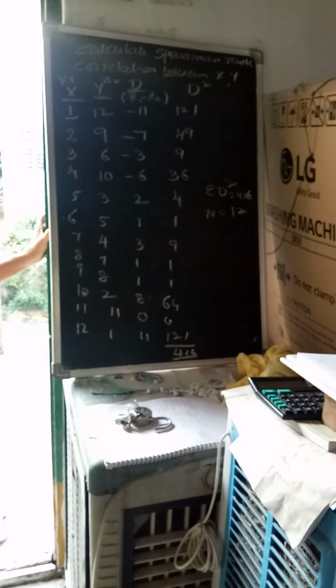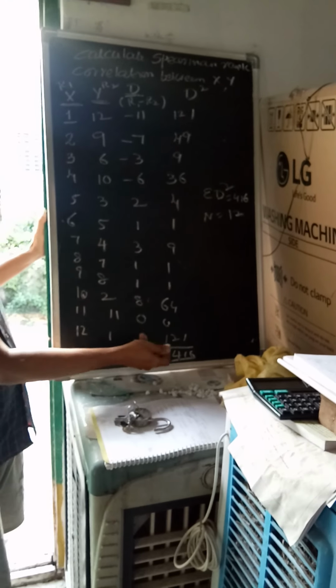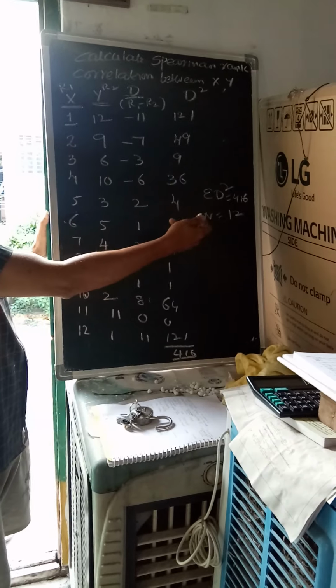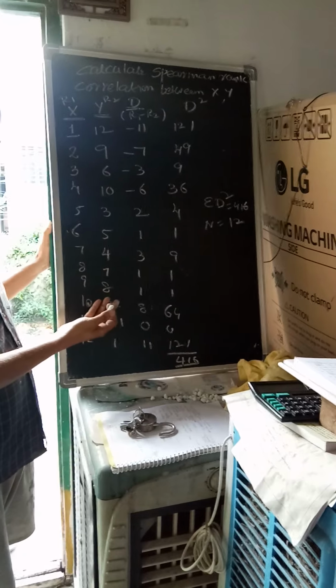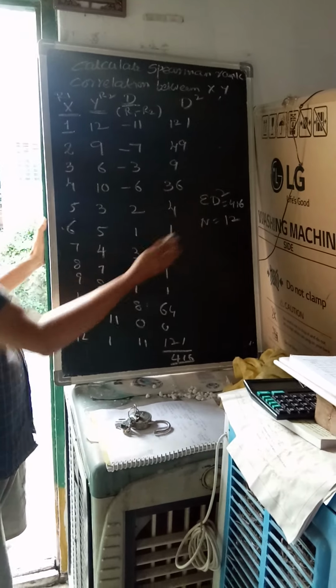Kuldeep, will you do this? Now you see the total of sigma d square is 416, n is equal to 12. Yeah, you may get this kind of questions. What's wrong in it? N is equal to 12.